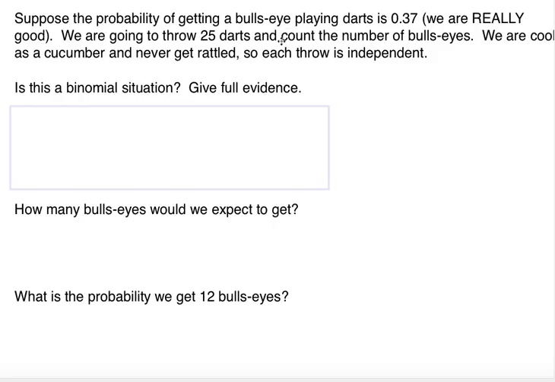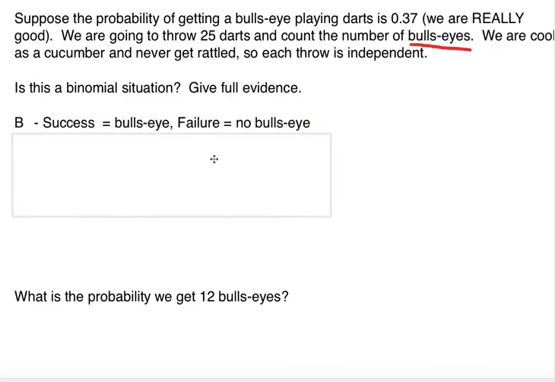All right, so suppose the probability of getting a bullseye playing darts is 0.37. We're going to throw 25 darts, and we're going to count the number of bullseyes. Each throw is independent. So we need to go through and check BINS and give full evidence. The first thing is B. Do we have a success and do we have a fail? What would be considered a success? Well, we're counting the number of bullseyes. So a bullseye would be a success, and anything that's not a bullseye would be a failure.